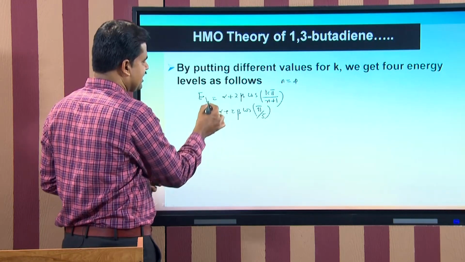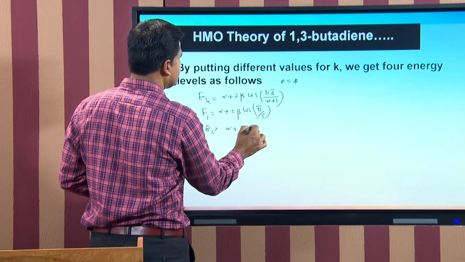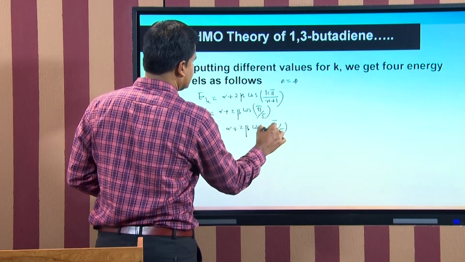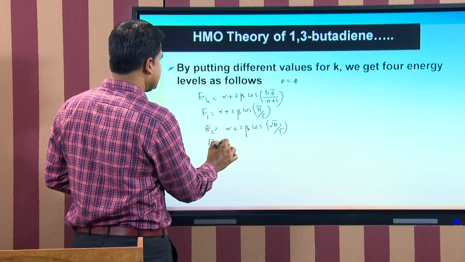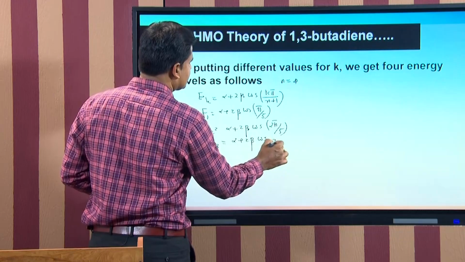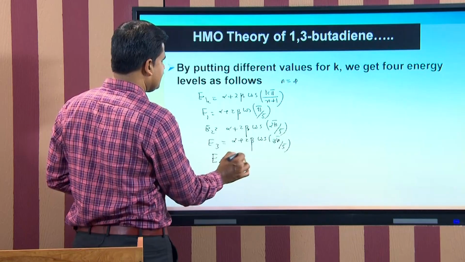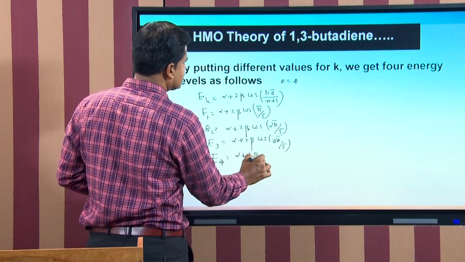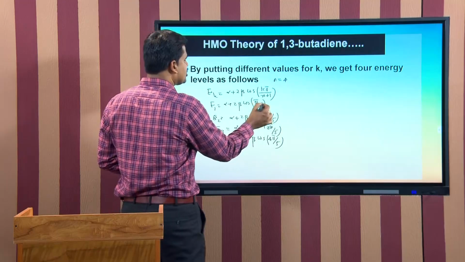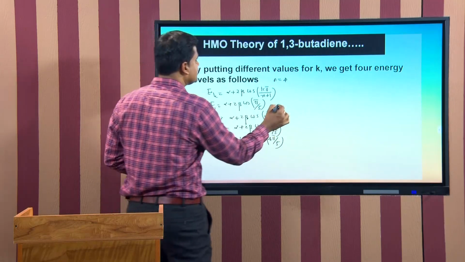If we put 2 instead of k, then we get E2 equal to alpha plus 2 beta cos(2 pi/5). E3 is equal to alpha plus 2 beta cos(3 pi/5), and the last level E4 is equal to alpha plus 2 beta cos(4 pi/5). On substituting the value of cos(pi/5), we can simplify these expressions.